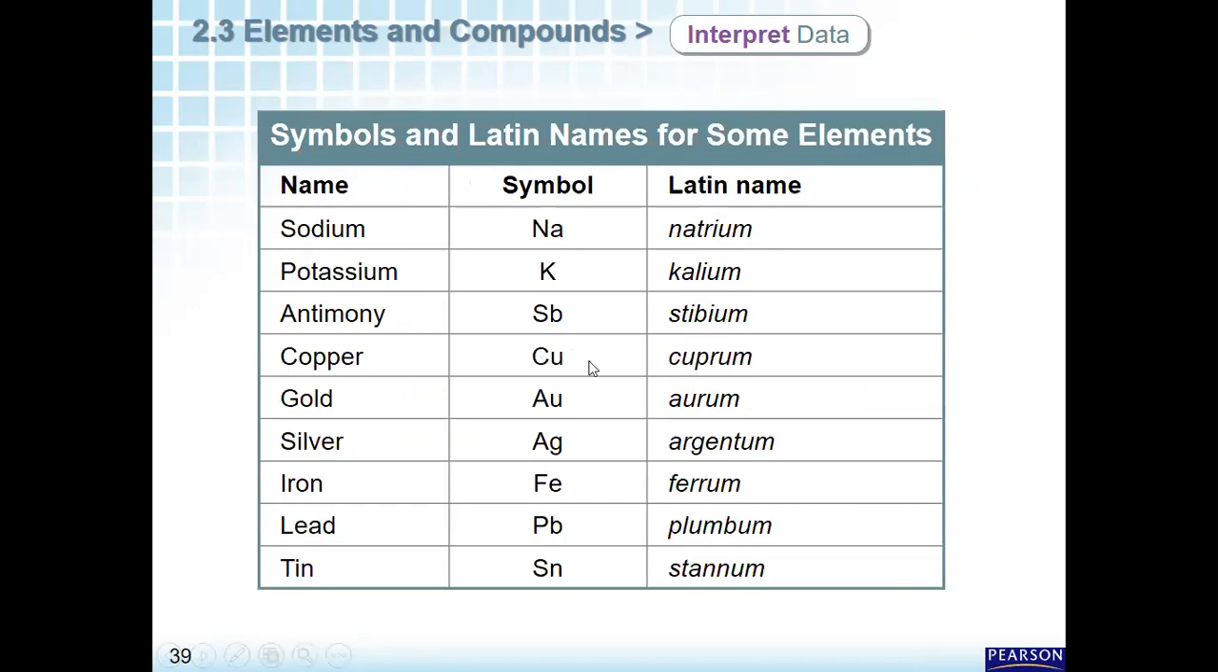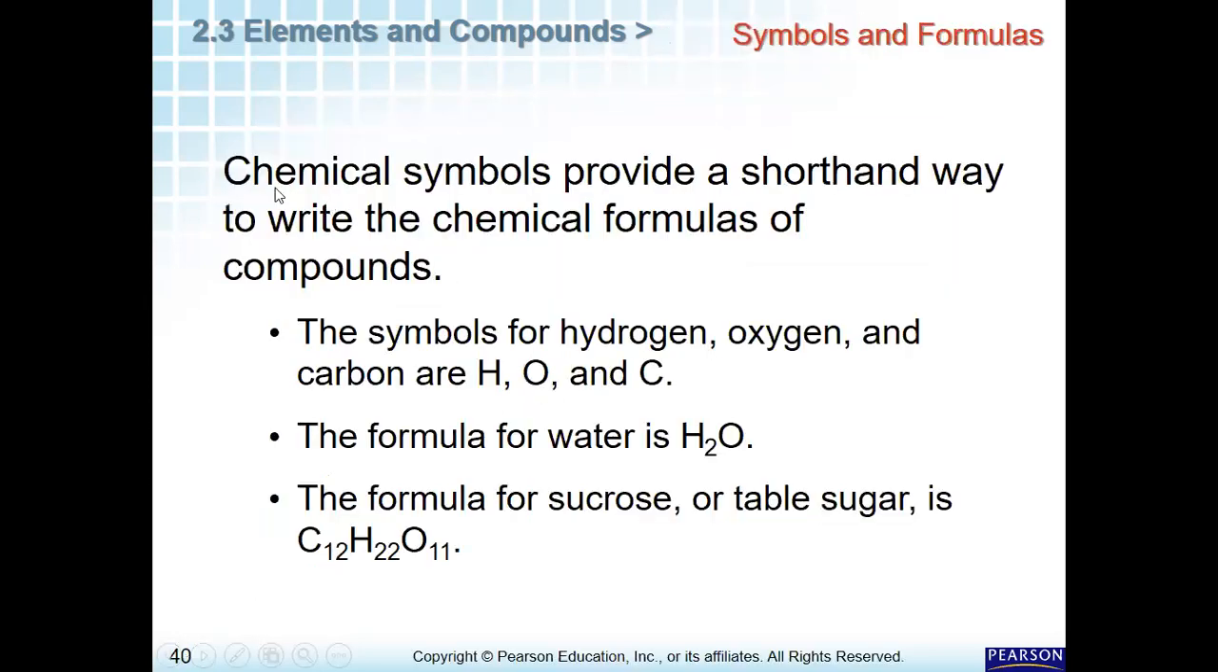So we derive the letters from the Latin name. Also, gold is aurum, silver is argentum, iron is ferrum, lead is plumbum, and tin is stannum. All of them are derived from the Latin name by either one letter or two letters. One is capitalized and the other is a small letter.